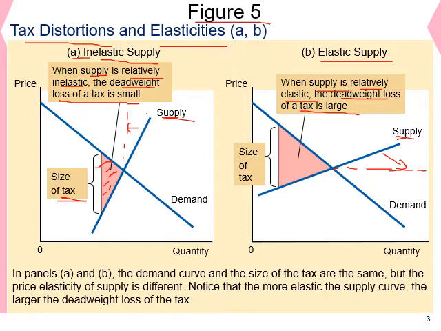So with an elastic supply curve, the deadweight loss is very big. It's big in that case. This is the size of the tax. So in conclusion, the more elastic the supply curve, the larger is the deadweight loss of the tax.